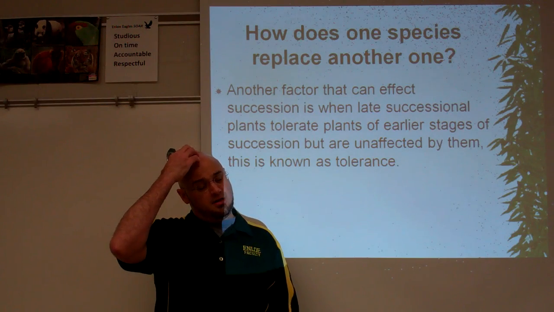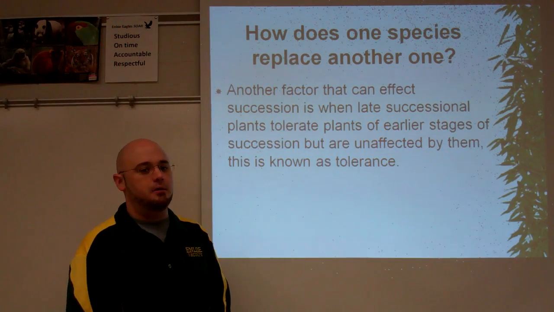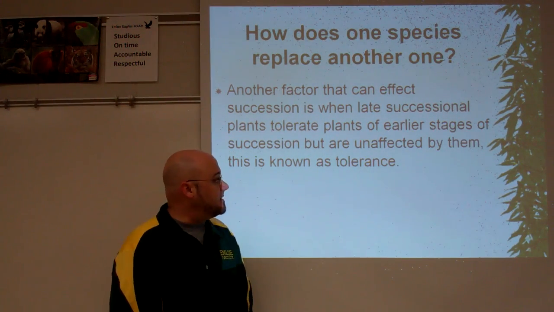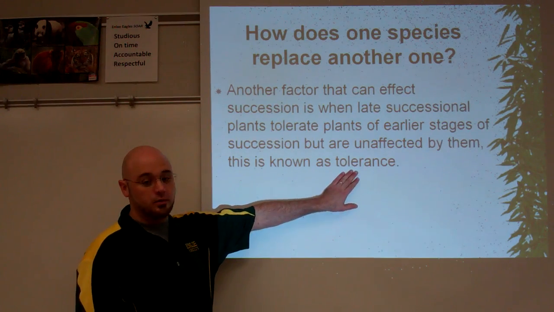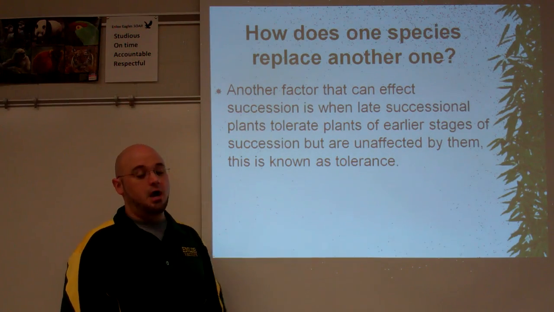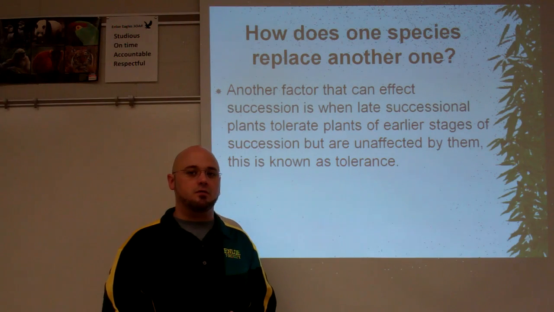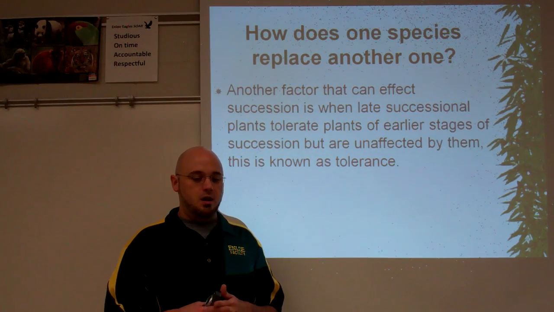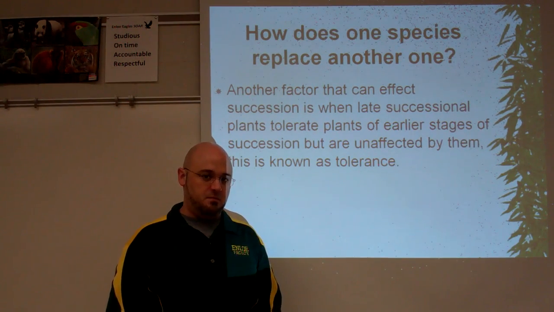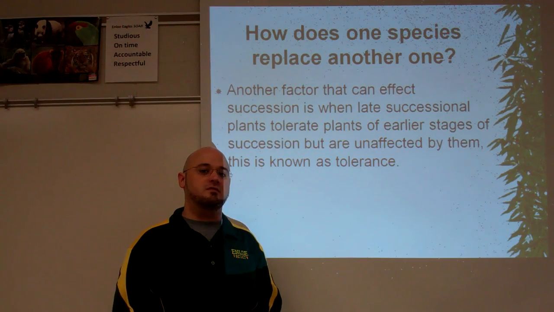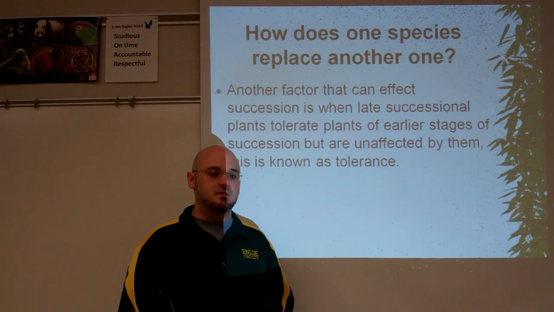The last factor is a little unique. I don't want to say it's tricky, but it is tolerance. Tolerance is the ability for certain species to not wipe out earlier successional species, to allow them to coexist, so you get a little bit of mixing of phases.